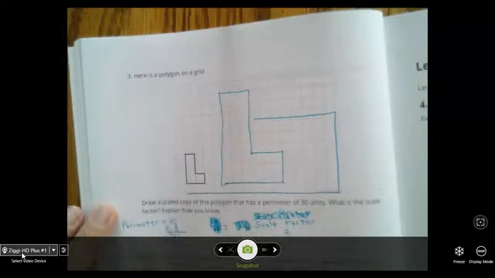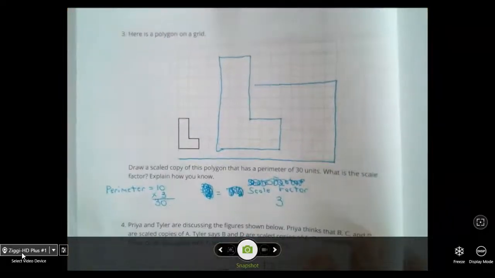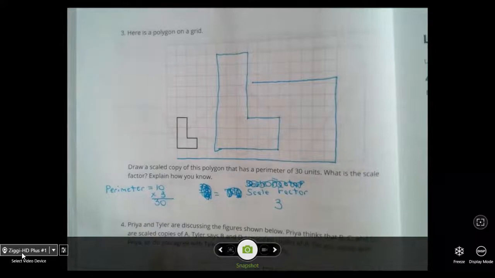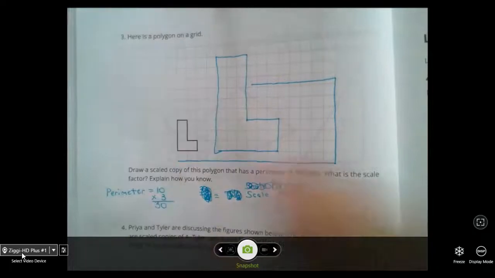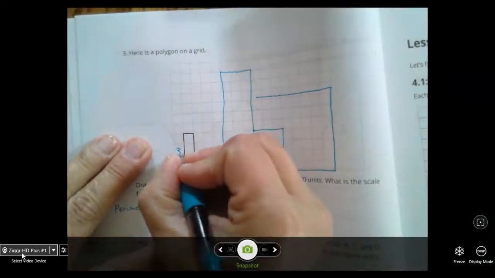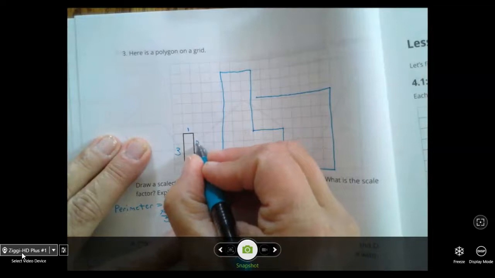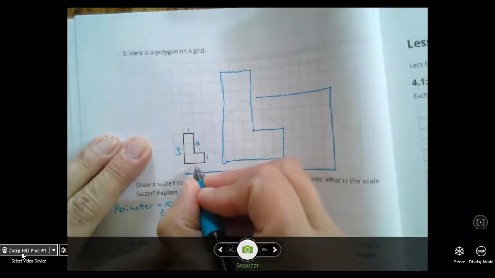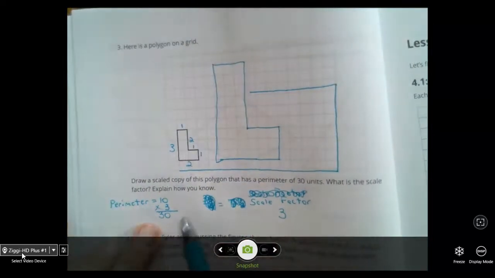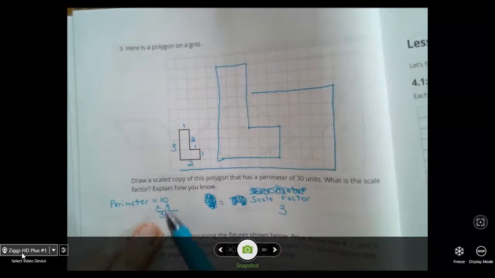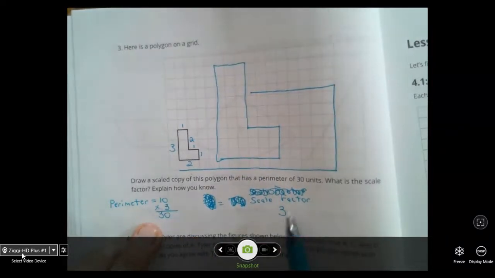All right, number 3, we have a polygon on a grid. Now, I did some crazy drawing on this one, but draw a scaled copy of this polygon that has a perimeter of 30 units. What's the scale factor? Well, the perimeter of this one, you're going to add it up: 3 down the side, 1 here, 2 here, 1, 1, and 2. If you add those up, 3, 4, 5, 6, 7, 8, 9, 10, you get 10. So the perimeter of this one has to be 30. Oh, I'd have to multiply by 3. My scale factor must be 3.